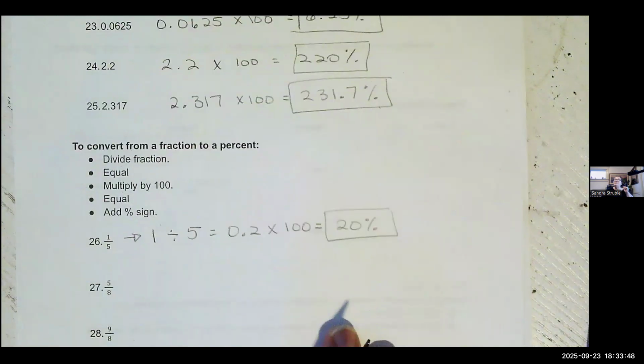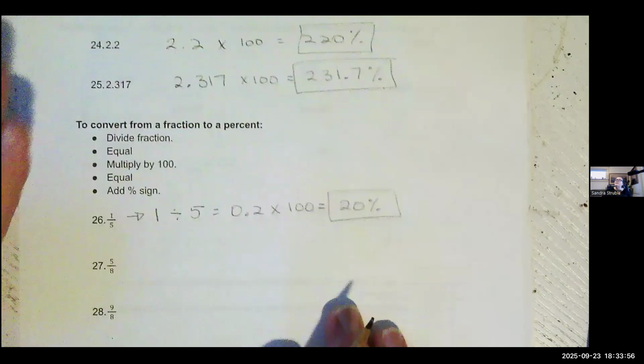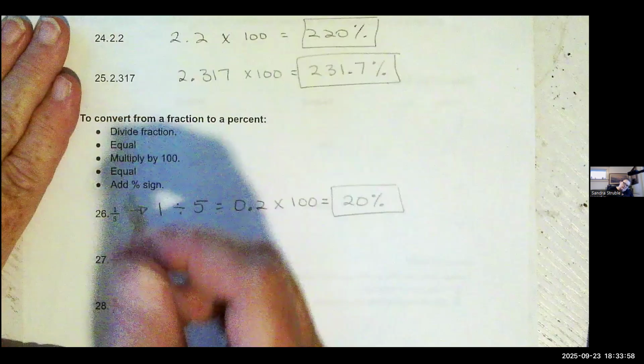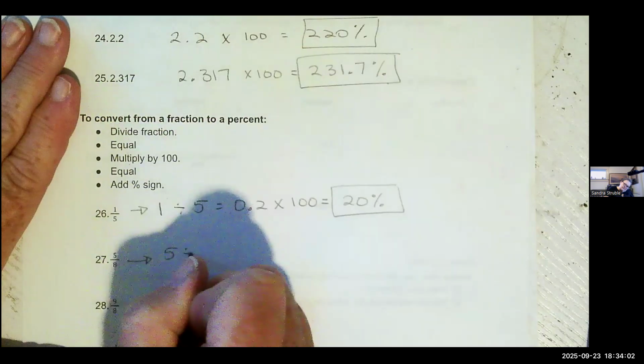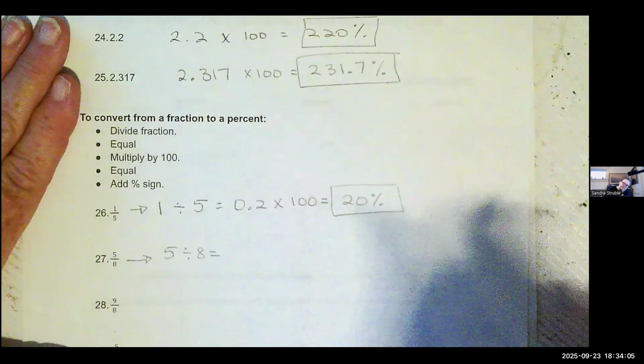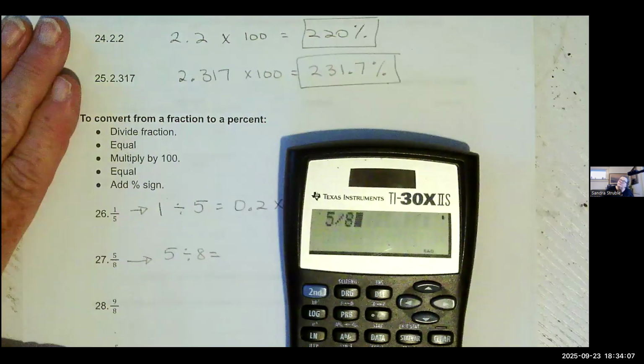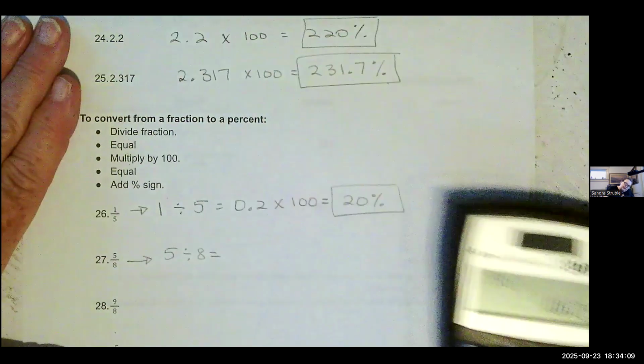Pause the video and do the next 4. Well, we'll see. Do at least a couple of them. We'll see what we get. I think these are going to give us some fun ones. So 5 divided by 8 equals 0.625.